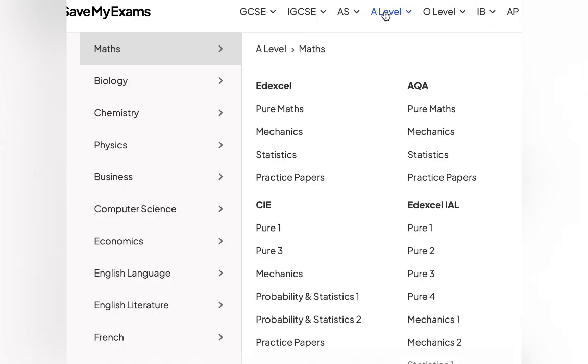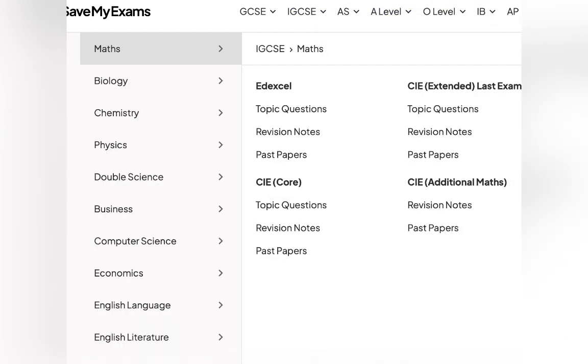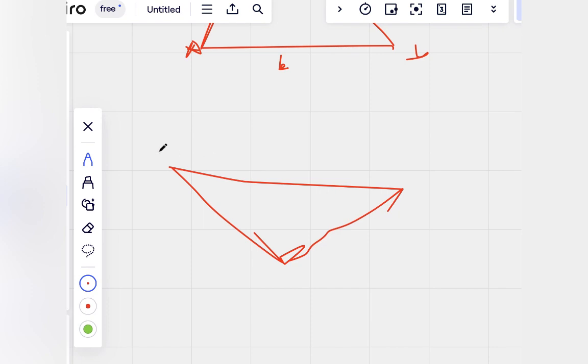Okay, A, B, C. Our board is so slippery. I don't know why today it's kind of messing us up.